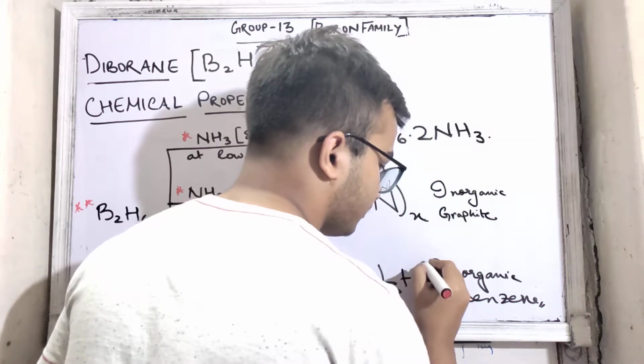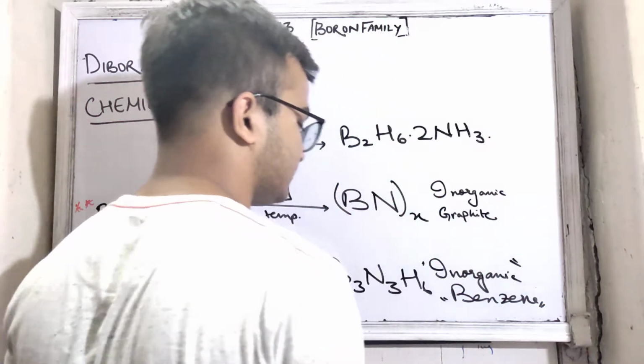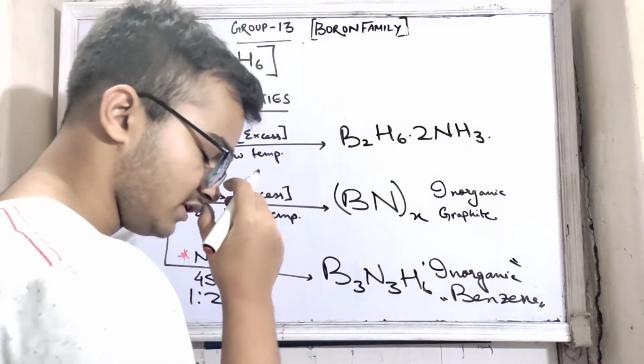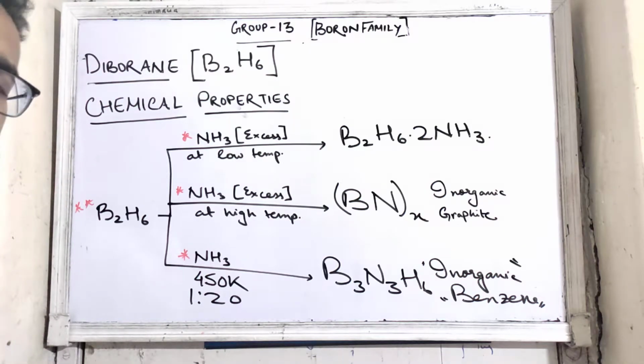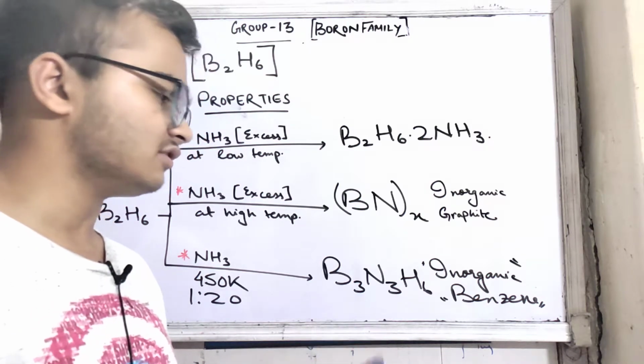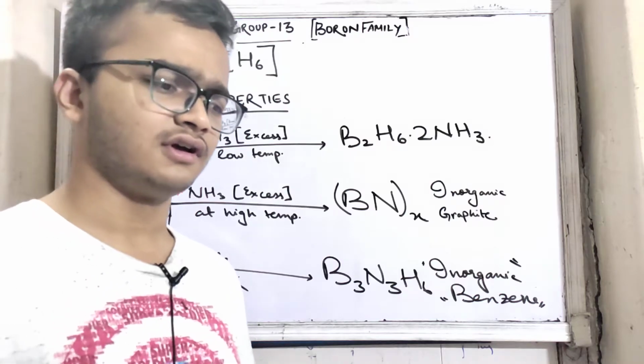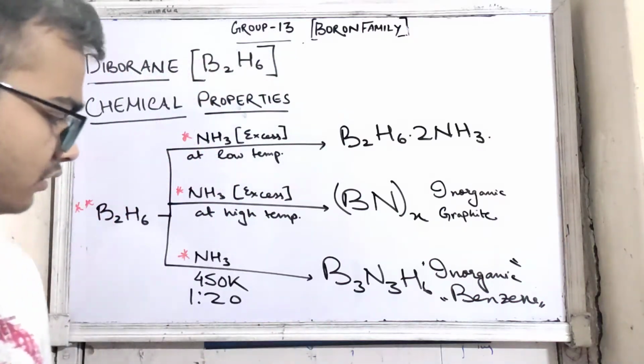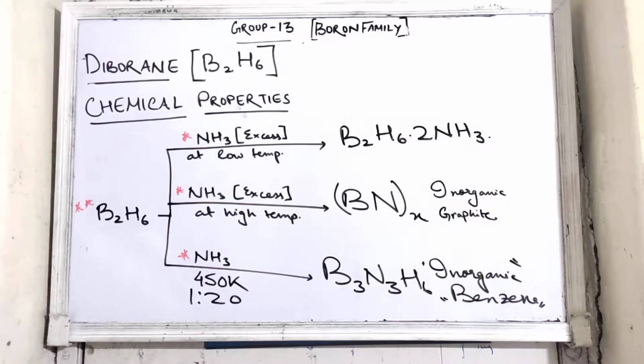In organic chemistry I have studied benzene, which is C6H6, and in inorganic you have B3N3H6. We will study the structure of B3N3H6 in the following time, not today. So copy it up to this much. Next we will move on to the second case about the reaction with amines. Okay, let's move on.